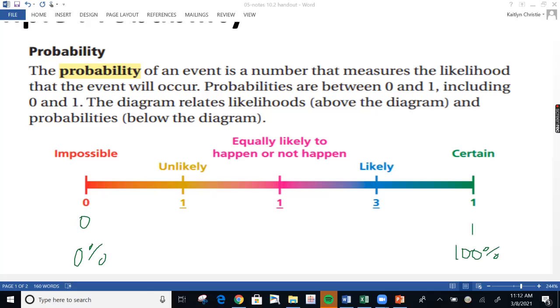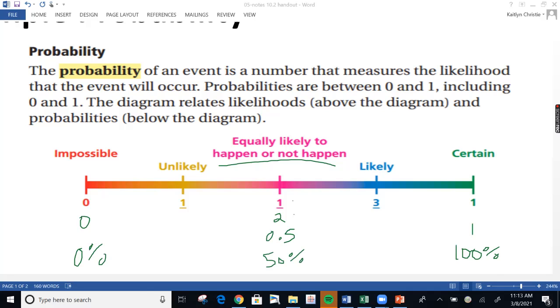In the middle, we have equally likely to happen or not happen. So with this, if I'm flipping a coin, for example, again, if I say I'm going to flip a tails, that's a 50-50 chance. So that's as equally likely to happen as not. As a fraction, that's 1/2. As a decimal, that's 0.5. I find that by taking 1 divided by 2. And then as a percentage, it's a 50% chance because it's a 50-50 shot.